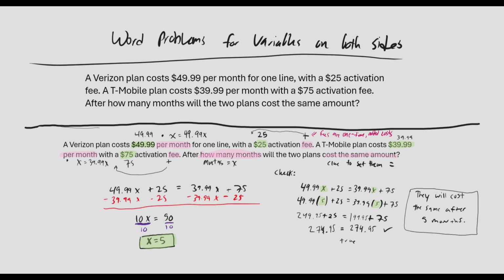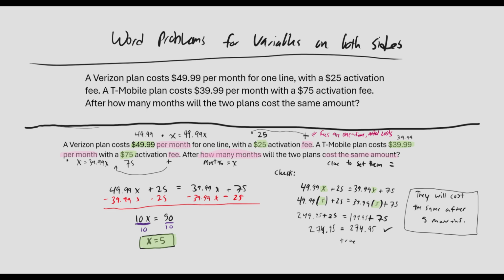So I subtract 39.99x on both sides since it's the smaller variable. That'll leave 10x when we subtract. I'll subtract the 25 from the left since we did the 39.99x from the right. And you get 75 minus 25, which is going to be 50. I get 10x equals 50. I'll divide by 10 on both sides, and I get x equals 5 as the answer.